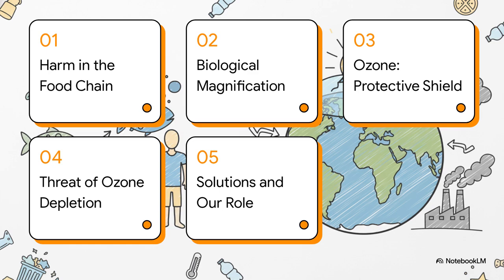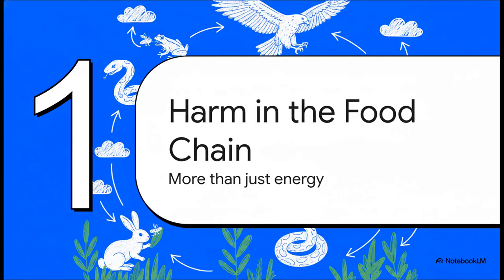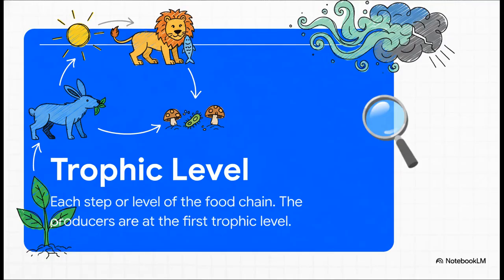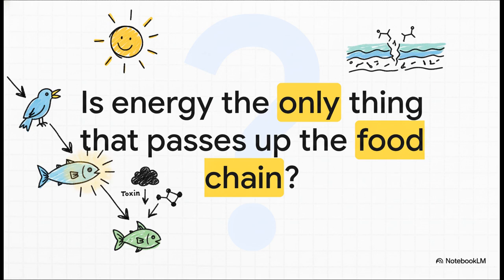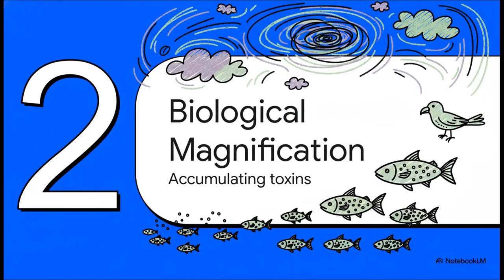Let's begin. First, let us refresh our memory of food chains and trophic levels, which you have studied before. Remember, each step in a food chain, like plants, herbivores, and carnivores, is called a trophic level. Now, a question to think about. As one organism eats another, is it only energy that gets transferred, or can something else travel with it? This brings us to our first topic.